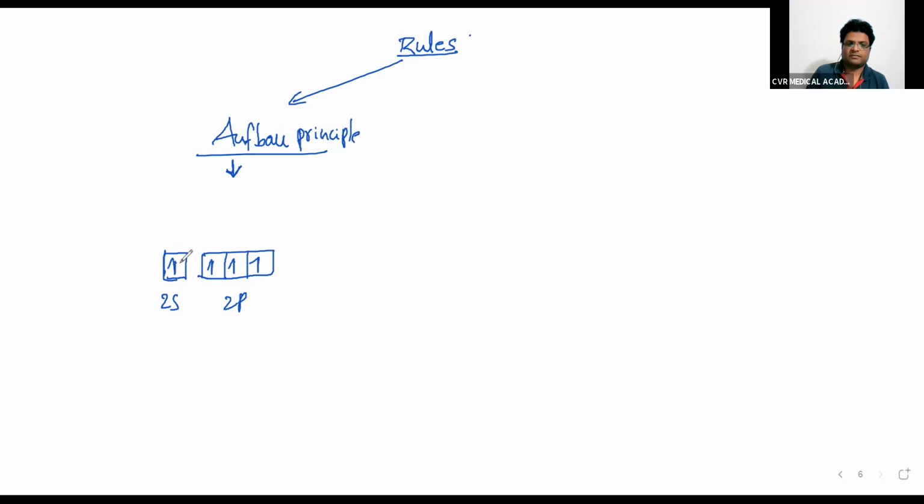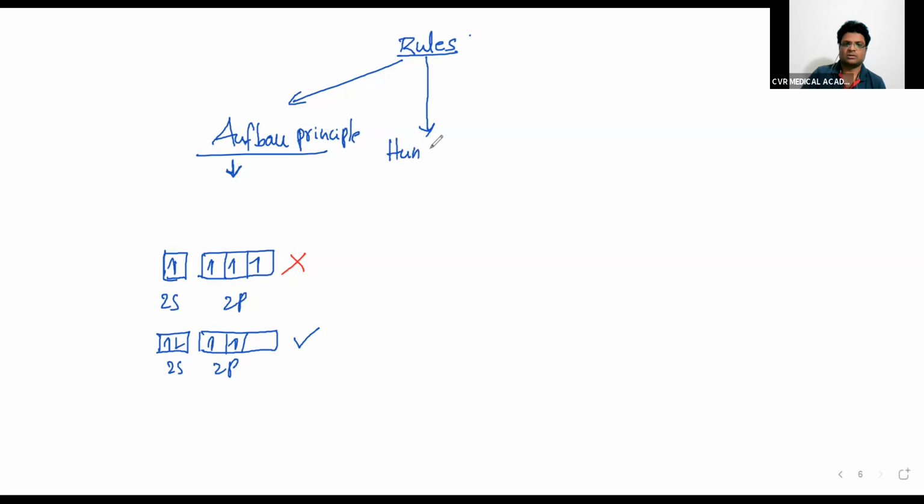In 2s, what is the capacity of each orbital? 2 electrons, right? That comes from Pauli's exclusion principle. Actually, the limitation for the number of electrons in a given orbital comes from Pauli's exclusion principle. Each orbital can take a maximum of 2 electrons. So both electrons must be completed in a given lower energetic orbital before entering the higher energetic orbital. So it does not follow Aufbau principle. If the same configuration is taken, it should be like this. If you write like this, it is correct. Okay, so that is Aufbau principle.